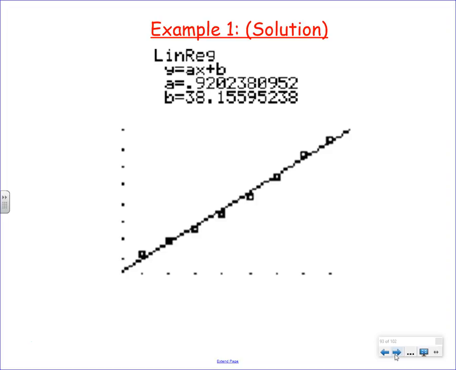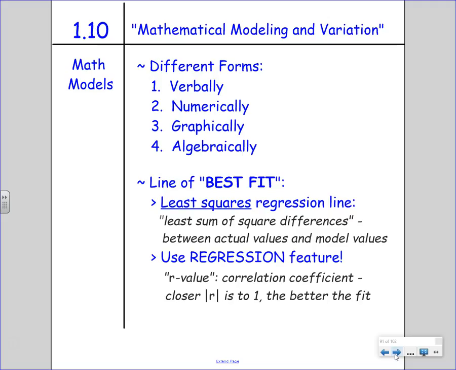Going back to that R, just in case you're curious for when it shows up on the newer calculators, R would have been pretty close to 1. The closer R is to 1, the better the fit. The farther R is away from 1, if R was like 0.1 or 0.2 or 0.5, the data would have been scattered all over the place and not on the line.